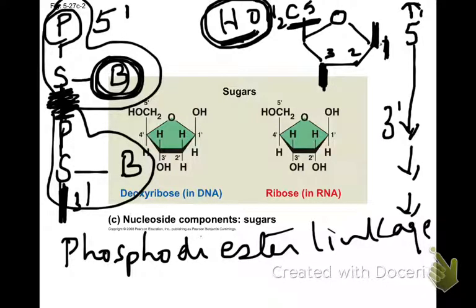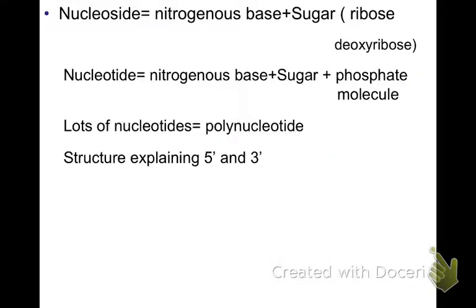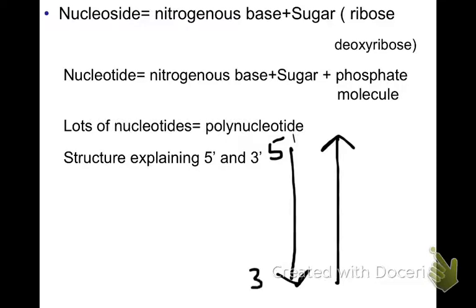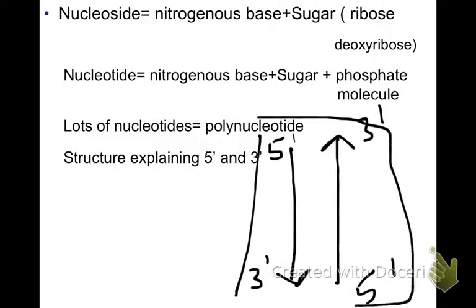And then the way they are aligned is, okay, one second. The way they are aligned is, I would have this is my 5 prime, this is my 3 prime, this is my 5 prime, this is my 3 prime. So this is how you would have them aligned as an anti-parallel structure.